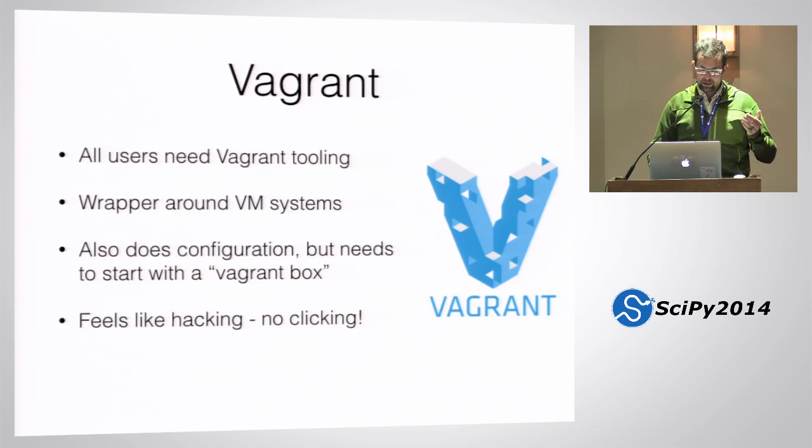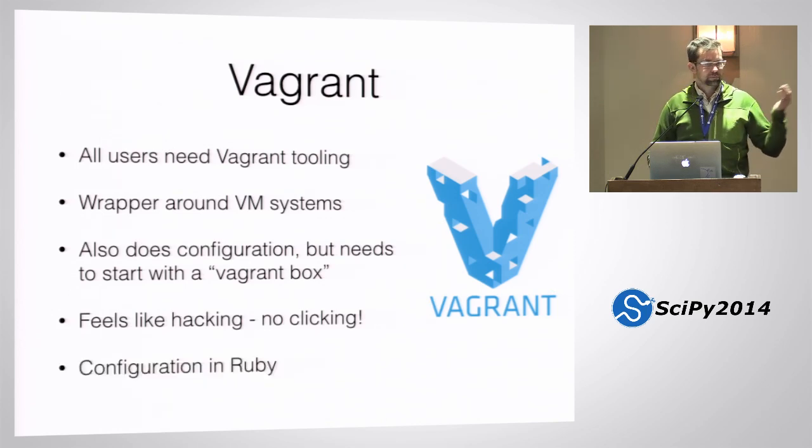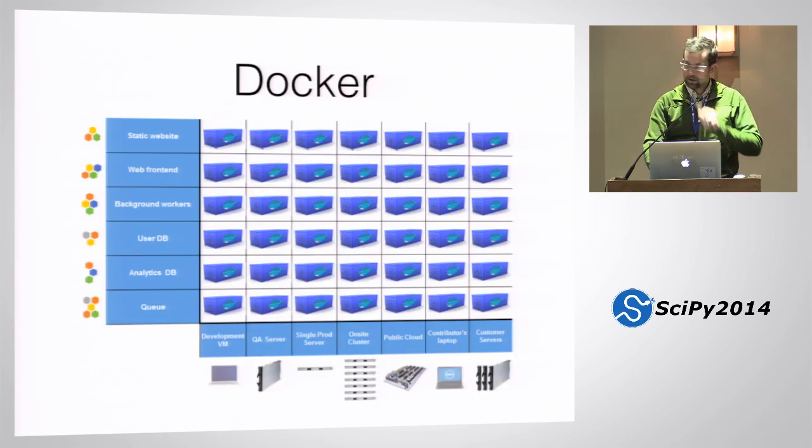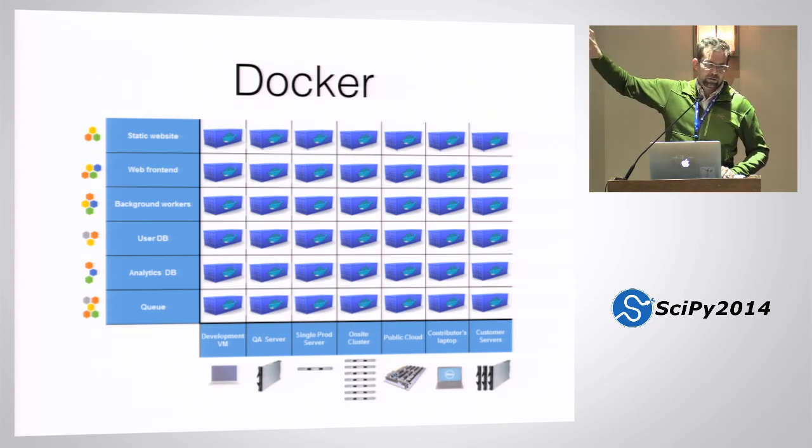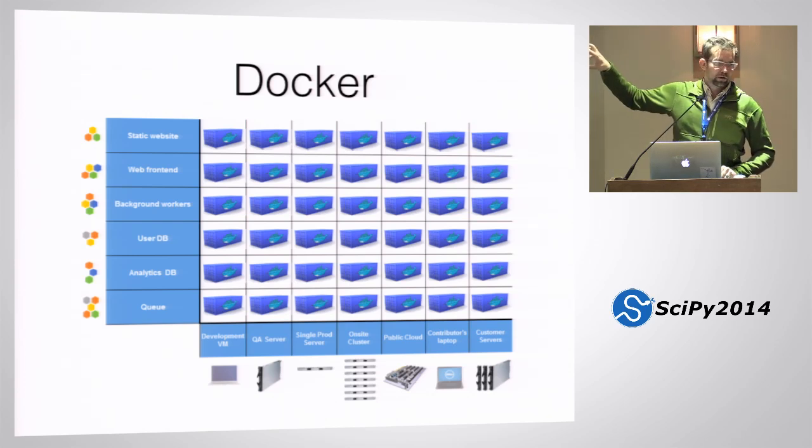It's cool, feels like hacking. Configuration's in Ruby. I don't know how you feel about that. But it's better than JSON. And then Docker is the final technology I'll mention. And basically it's this general idea that you just have this single kind of binary format that can map any application to a little Linux system running anywhere, right?